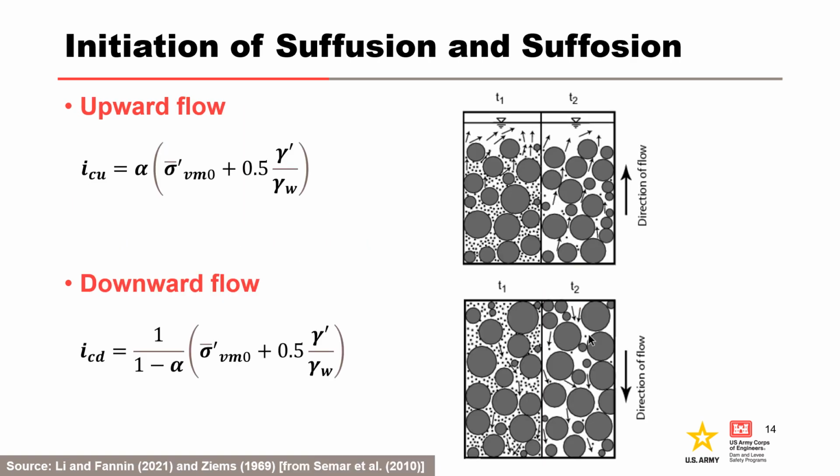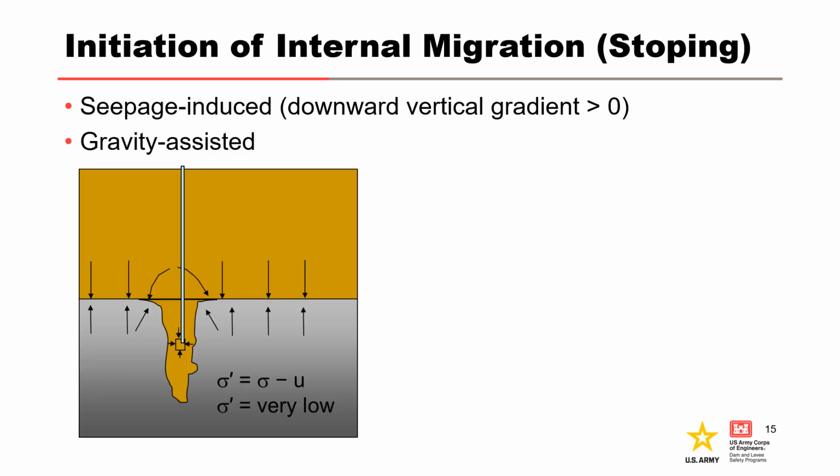Lee and Fannin in 2021 developed relationships for critical hydraulic gradient in one-dimensional vertical seepage, as shown on this slide. For internal migration, a downward gradient is needed to move eroded particles into the open defect. There also needs to be enough seepage gradient in the defect to transport eroded particles to the exit.